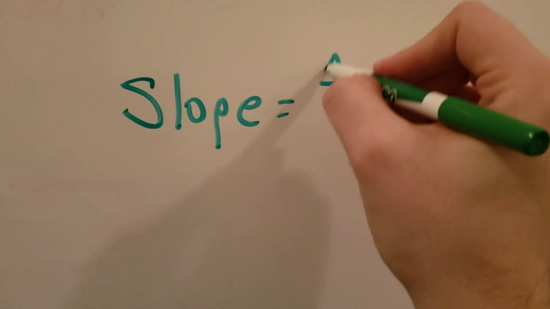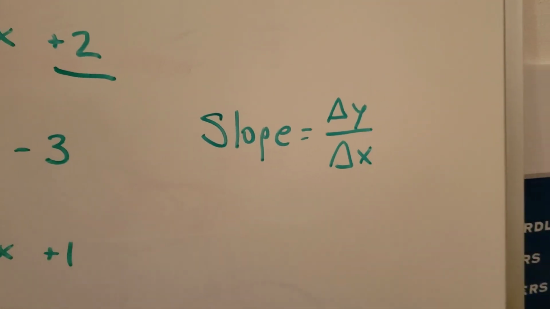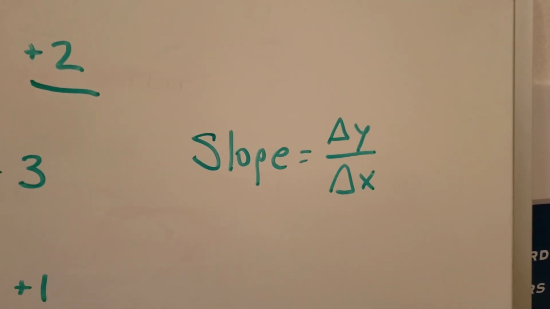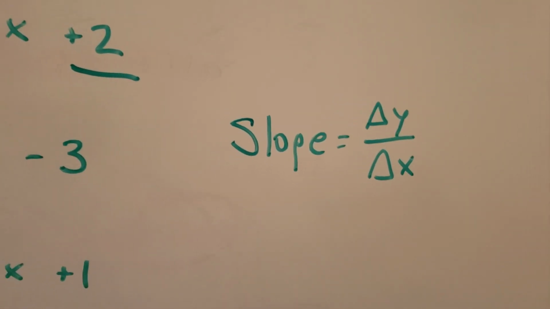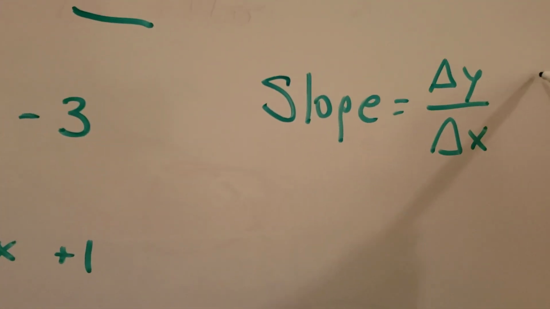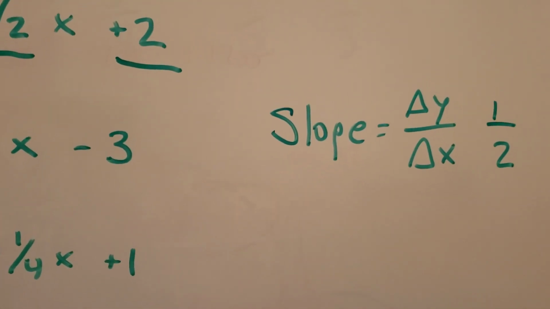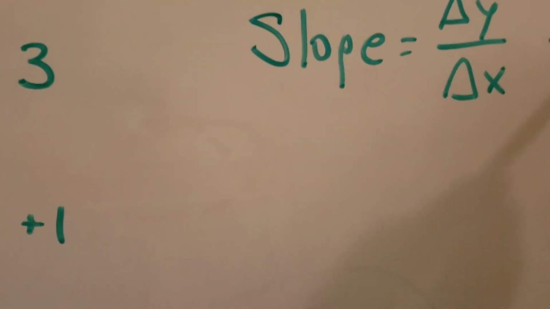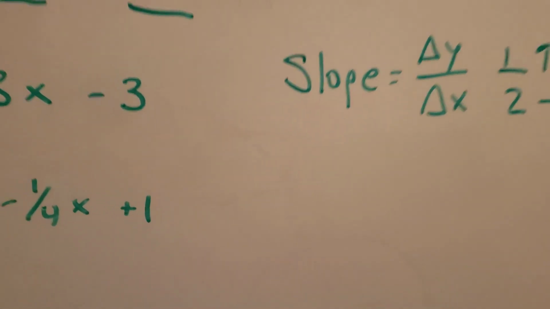Okay, you might know that slope is equal to the change in y over the change in x. Now in math, a triangle just means change. Okay, it's the Greek symbol delta, and it means something's changing. So if we take a look at 1 over 2, that means that the y is changing 1 and the x is changing 2. That means that we're going up 1 and to the right 2.